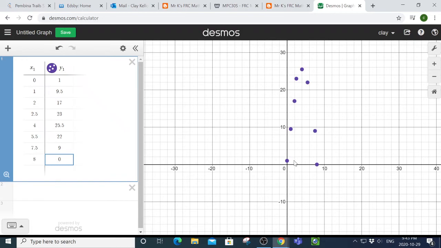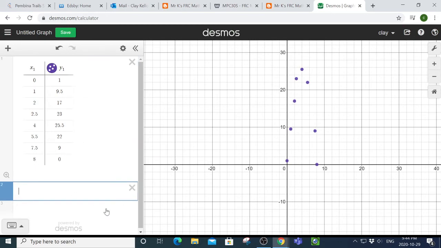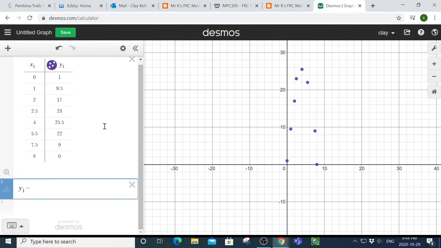And what I'm going to do is ask Desmos to get me the closest parabola that it can, using all of its powers of computation, to these dots. So here we go. We're going to say we would like y1 to be as close as possible. So approximate. And do you know what the symbol for approximate is? It's a tilde. To approximate.